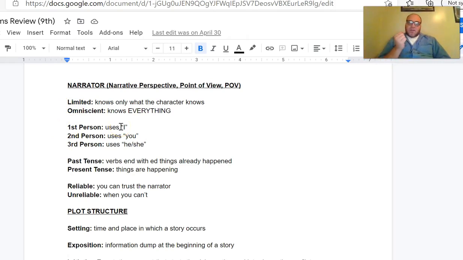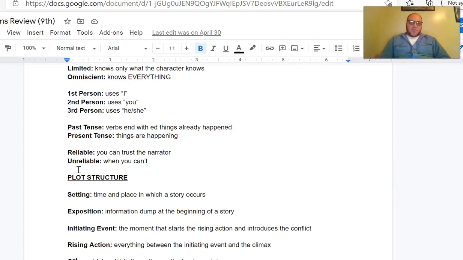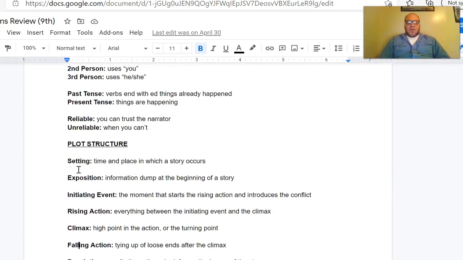And so it's interesting that we have a limited first person narrator in the story, but we also have an omniscient third person narrator in the story. It's a little complicated in that way. The entire story is in the past tense. A past tense narrator uses verbs that end with ed and things have already happened, whereas with a present tense narrator, things are happening. If you read The Hunger Games, that was in the present tense, but the Odyssey is definitely a past tense narrator. And then we have this distinction between a reliable and an unreliable narrator.